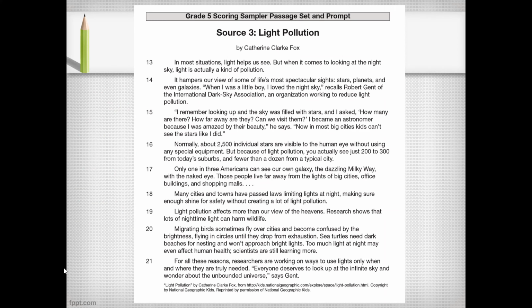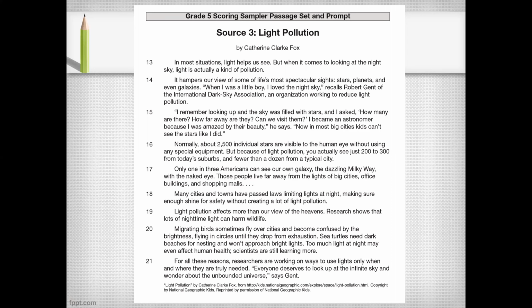Source 3, Light Pollution by Catherine Clark Fox. In most situations, light helps us see, but when it comes to looking at the night sky, light is actually a kind of pollution. It hampers our view of some of life's most spectacular sights, stars, planets, and even galaxies.